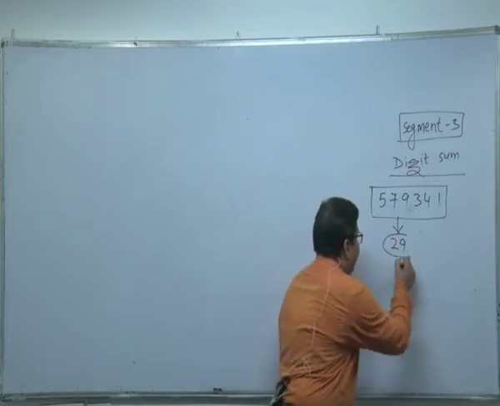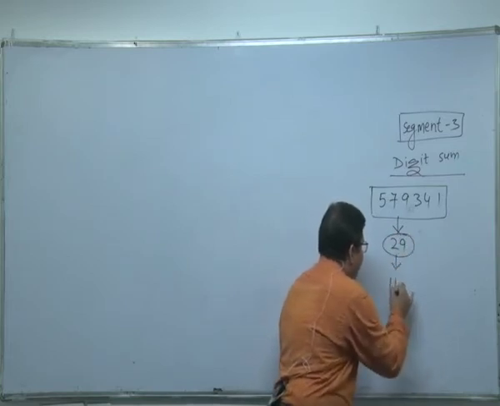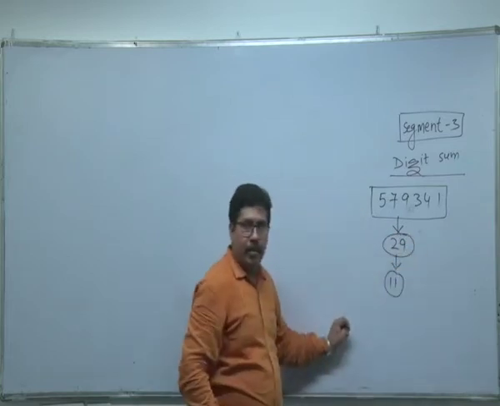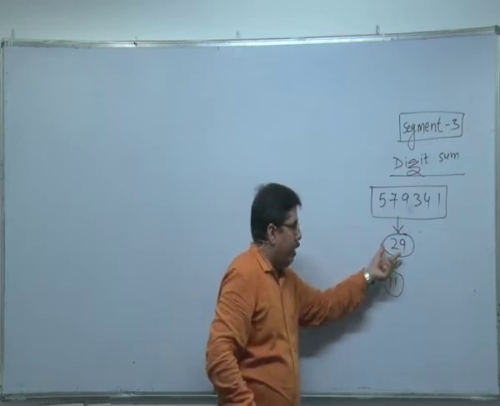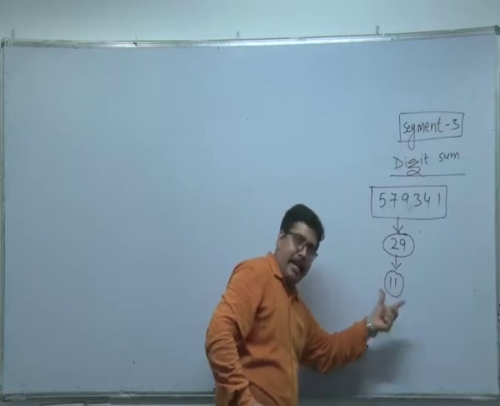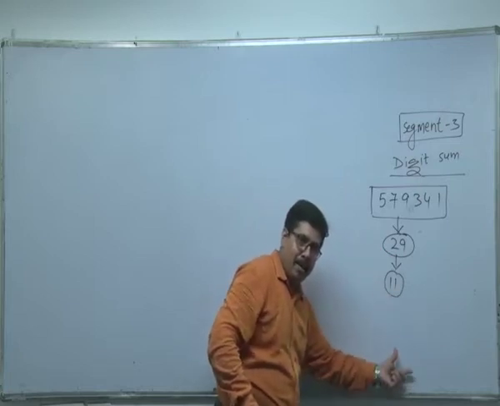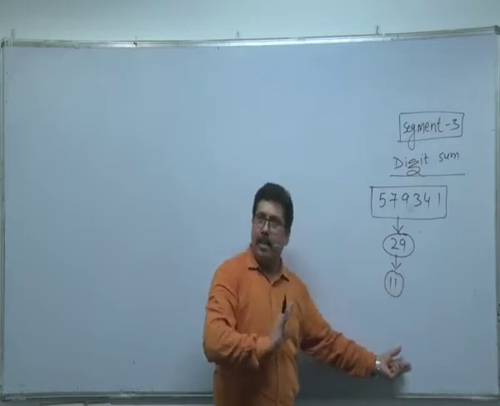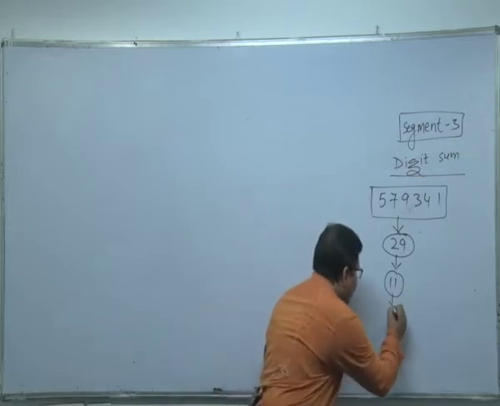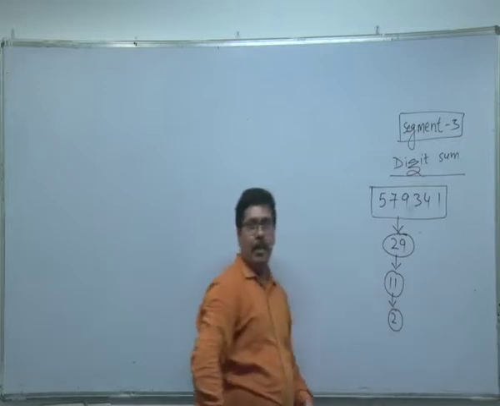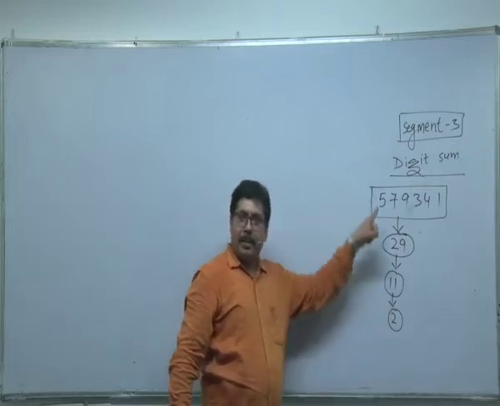29 is 11, 2 plus 9, 11. If I again repeat the process, and we will keep repeating this process time and again, the last digit is nothing but the digit sum of the number. So 1 and 1 is eventually 2. 2 is the digit sum of this number.